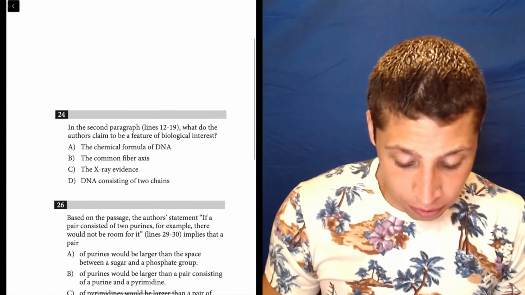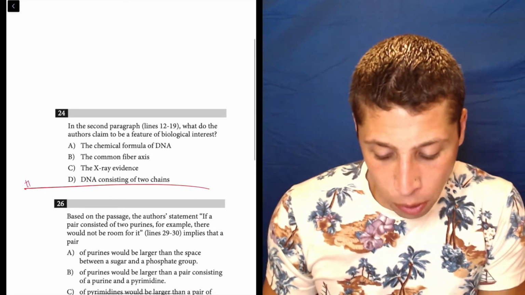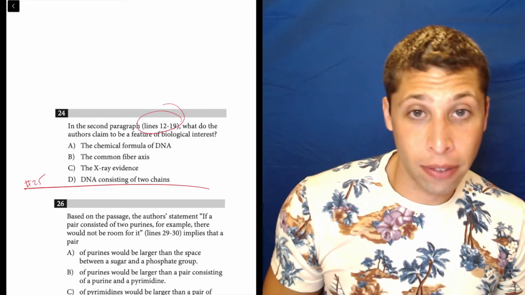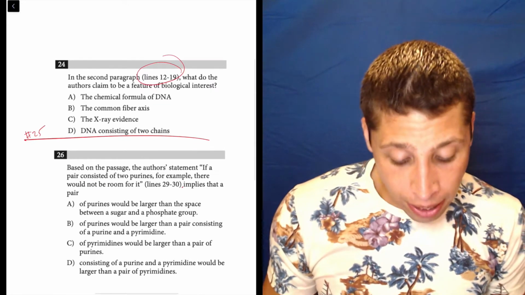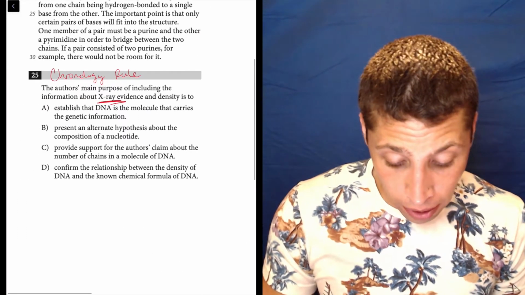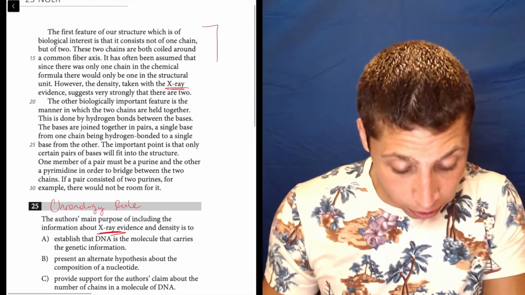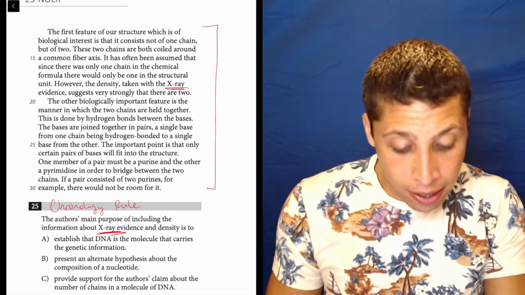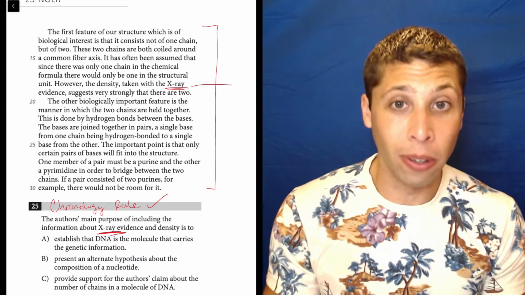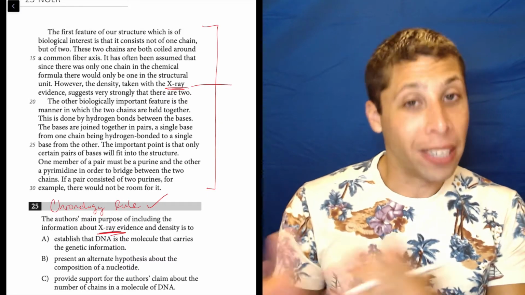If we look at these surrounding questions, right, we're on number 25. The previous question told us to look at the second paragraph, lines 12 to 19, and the next question tells us to look at lines 29 to 30, and sure enough, I included the second paragraph all the way to line 30, and that's where our answer is. So this is obeying the chronology rule. We might not need it, but it's there, okay?